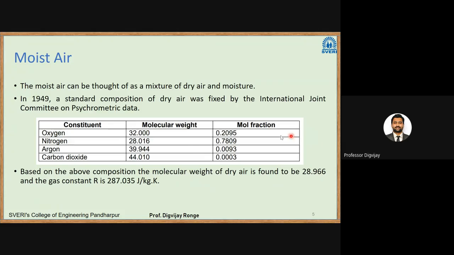Then we have seen dry air. This table shows the contribution of individual gases: oxygen by its mole fraction is 21%, nitrogen 78%, and argon and other gases fall under the 1% category. The molecular weight of dry air is 28.96, though generally we take it as 28. Then the gas constant for dry air, which we already know and have used to solve various numericals, is 287 joule per kg Kelvin. If I take a mixture of dry air and moisture, that is called moist air. So moist air can be thought of as a mixture of dry air and moisture.